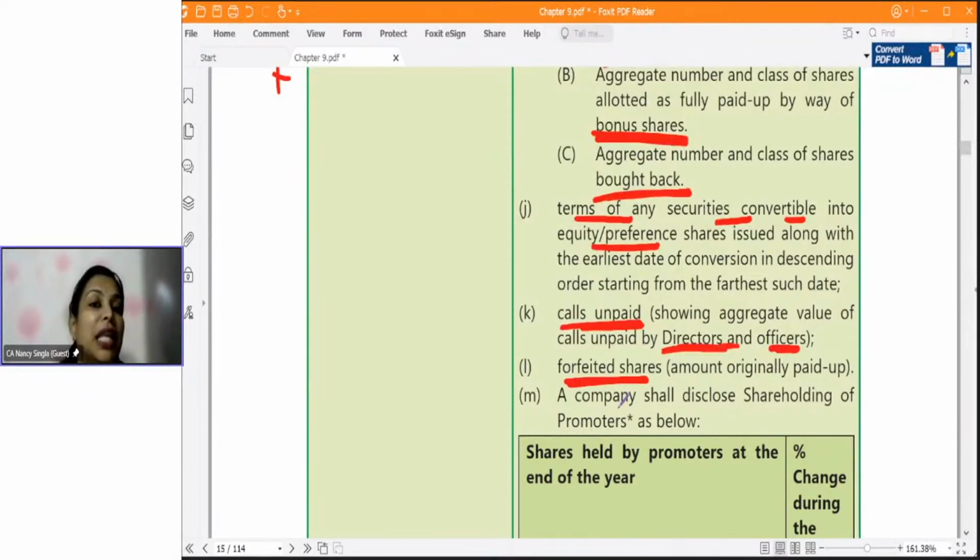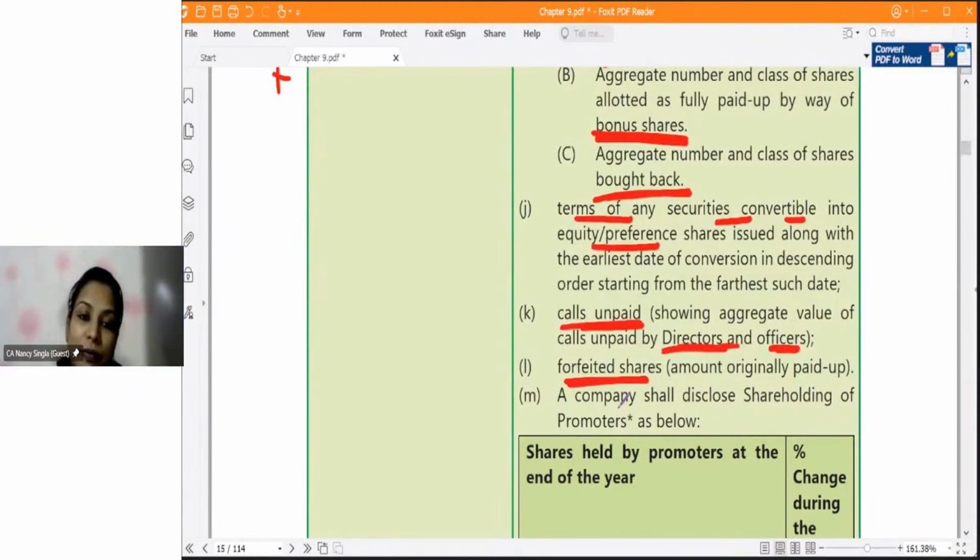I am repeating again and again, the auditor does not have to give this information. Who has to prepare the balance sheet or notes to accounts according to Schedule 3? The disclosures are to be given by the management of the company. Then what is the responsibility of the auditor? Auditor will see whether all these clauses as given in Schedule 3 Part 1 to the Companies Act have been complied with by the management of the company.